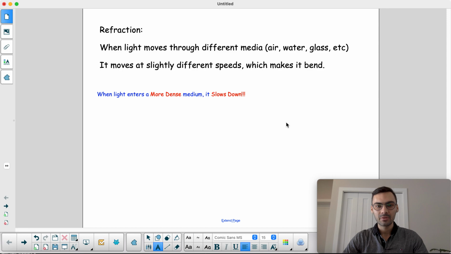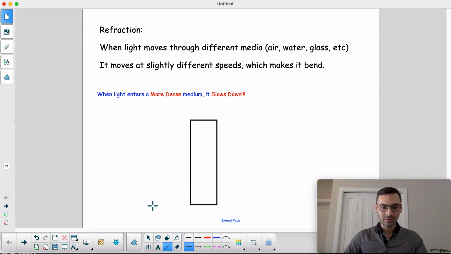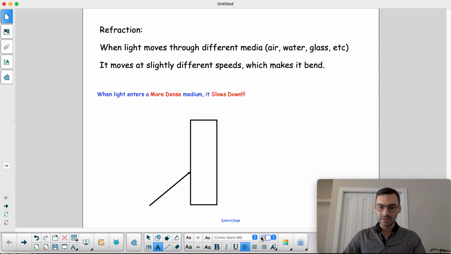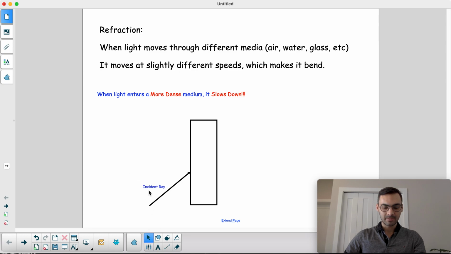And to show this, we're going to do one of everyone's favorites, ray diagrams. You should love these by now, so let's start by giving us a shape of something that it can travel through. And on this one, we're going to have an arrow coming towards our object. And if you remember back, the name of this beam of light that's coming in is our incident ray. This is our incident ray that's coming through.